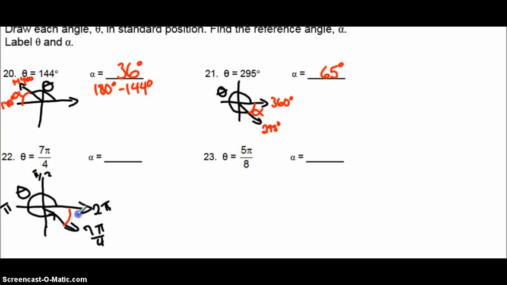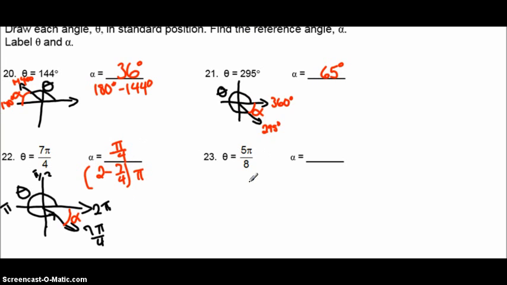Here's our alpha. Okay, so I'm going to say 2 minus 7 over 4, and you can use your calculator if you need to. It will be pi over 4.